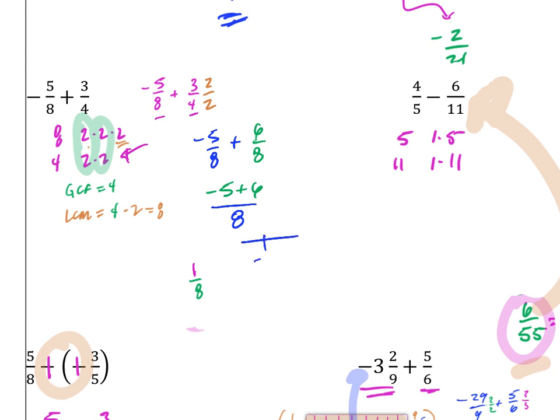That means I'm going to start at negative 5 and add 6, which means I'm going to land on positive 1, because it only takes 5 to get to 0. So I wind up with 1/8.